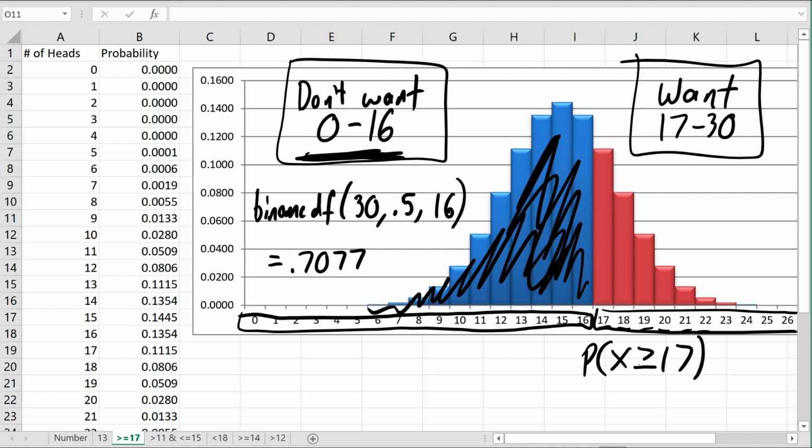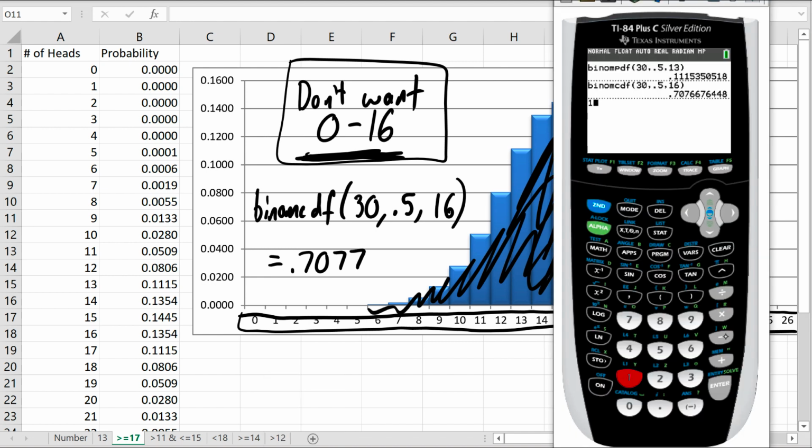That's what we don't want. Now, because we know the probabilities have to add up to 100%, we can use that to find what we do want by just subtracting 1 minus that number, 0.7077. We can do that really easily on our calculator. We can do 1 minus, and then just pull our answer by pressing second and then the negative button. And so we get about 0.2923.